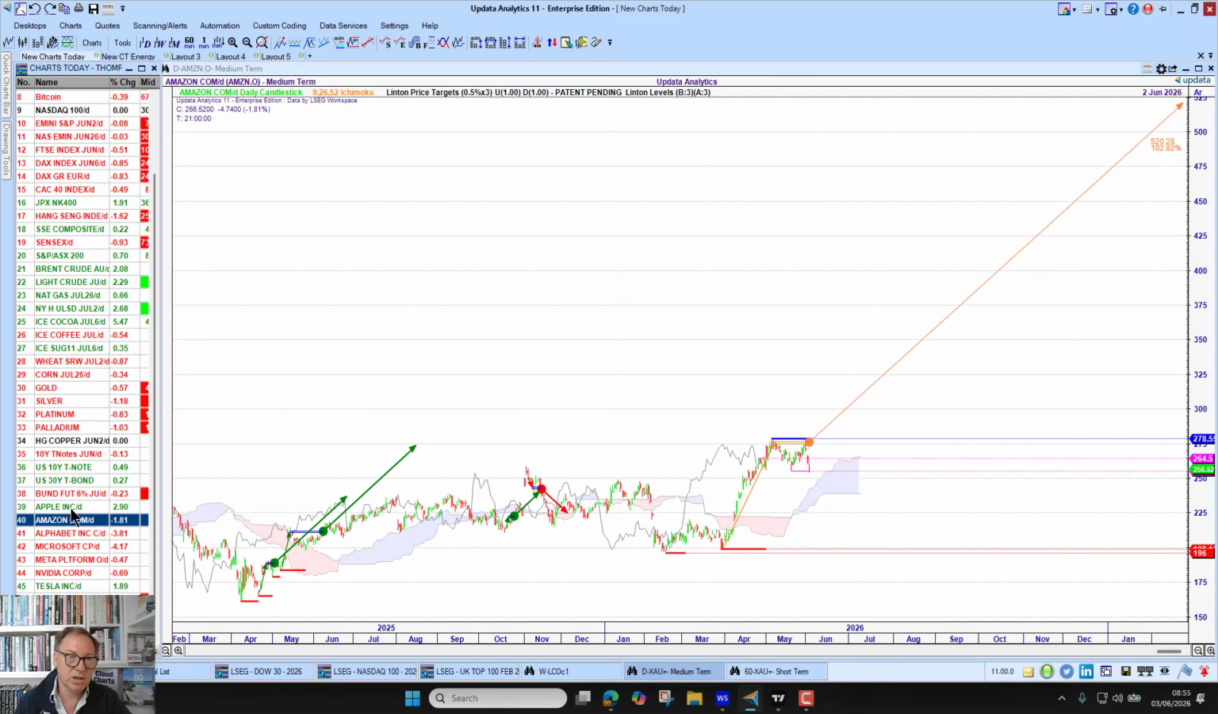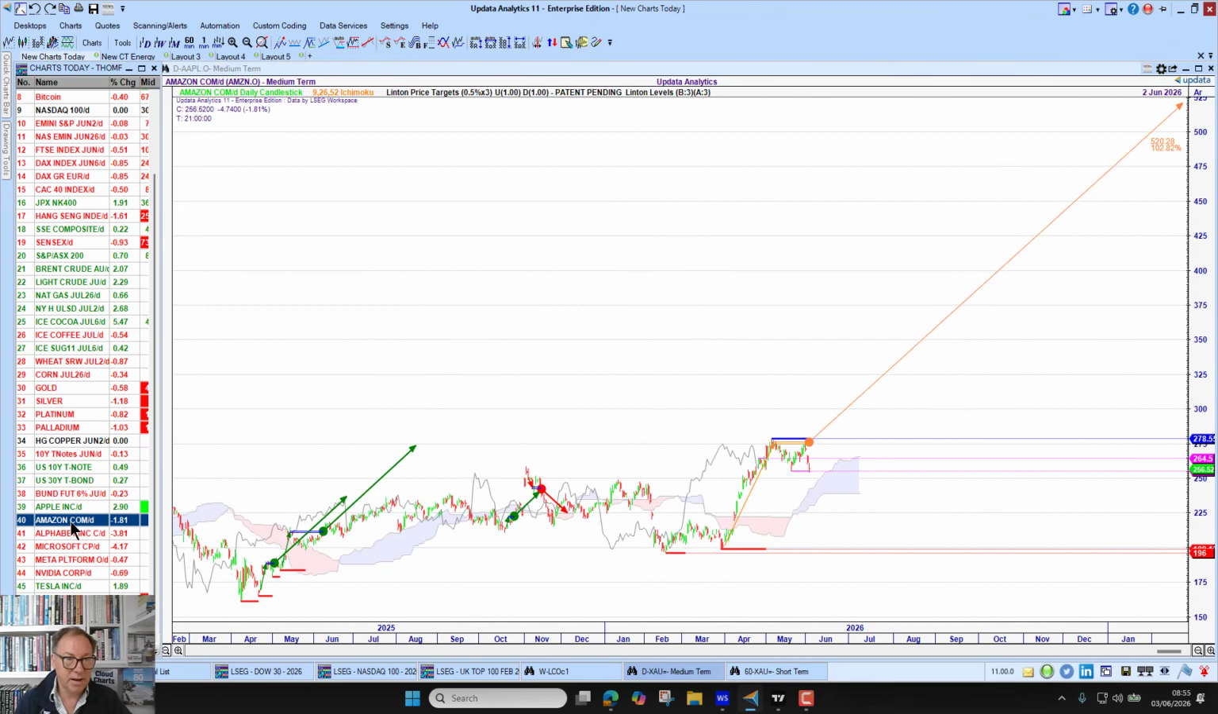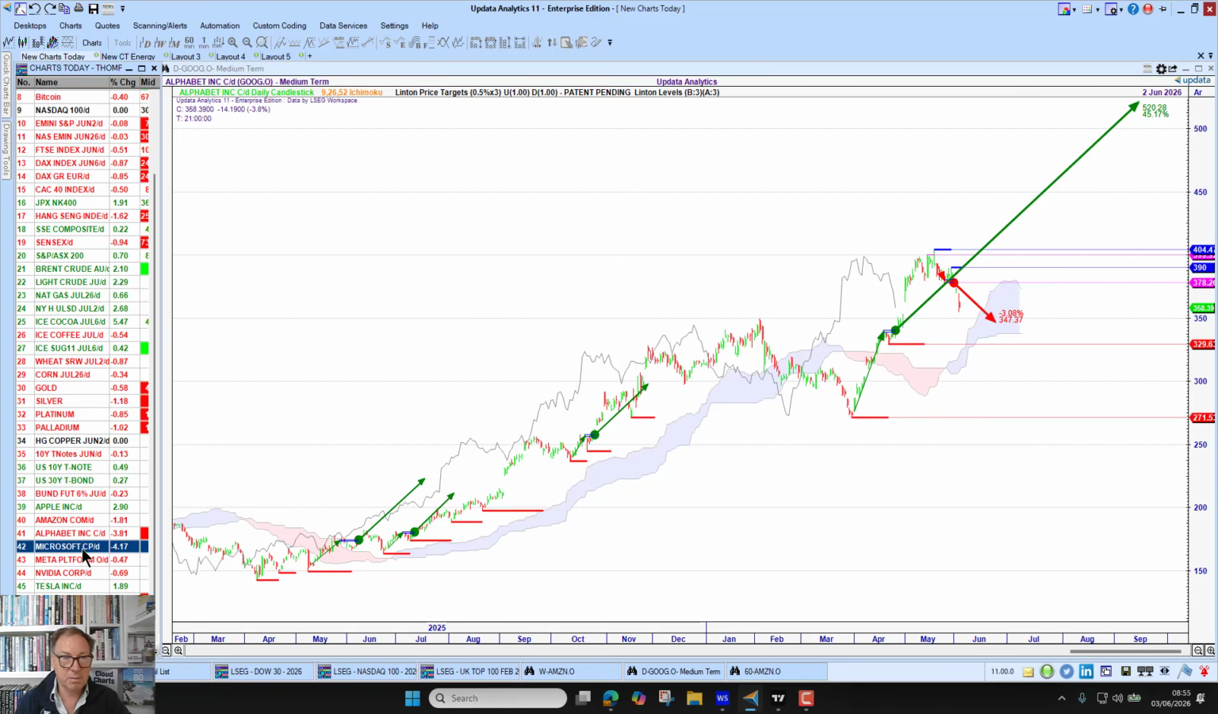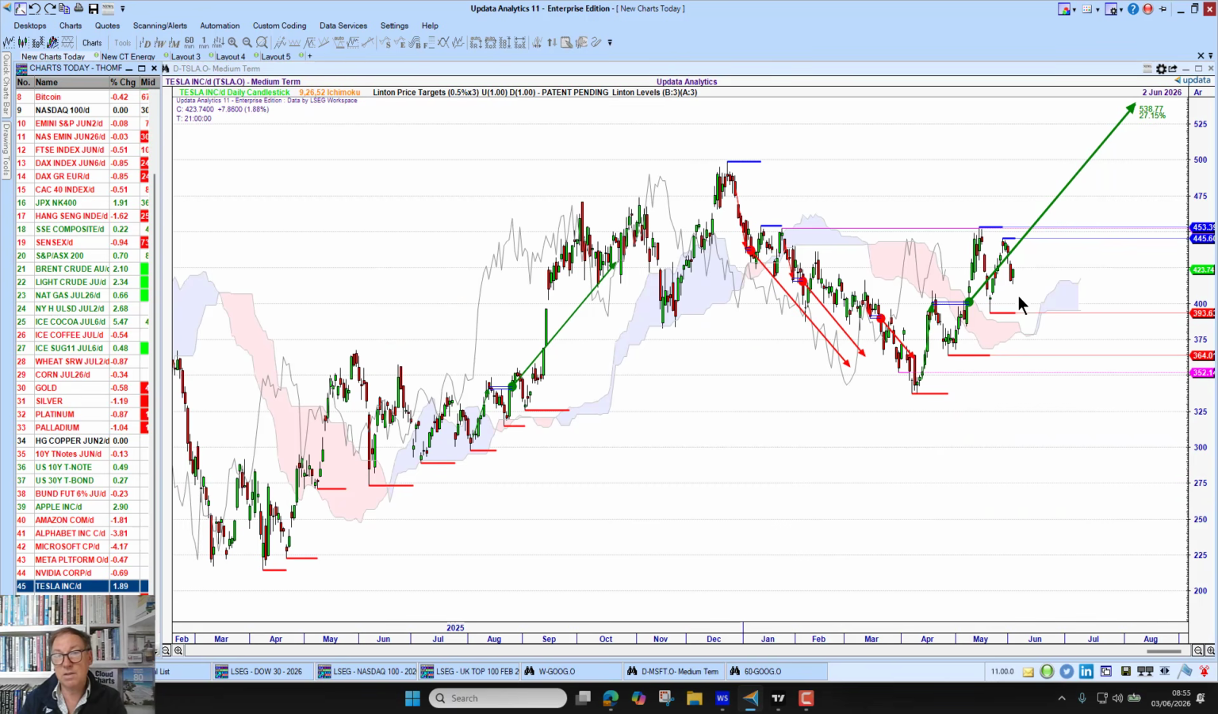A bit of a mixed picture. Apple were up 3%. Amazon were down nearly 2%. Google down 4%. Microsoft giving up some of those recent gains, but that upside target is now activated and we are above the cloud. So that's going to be quite key. And Tesla up nearly 2%.